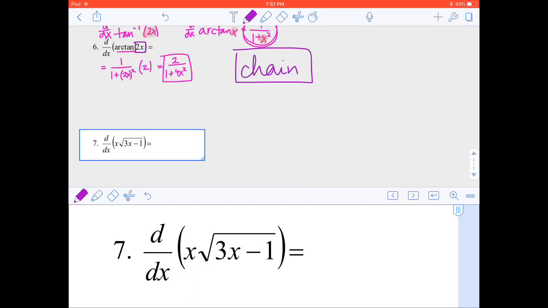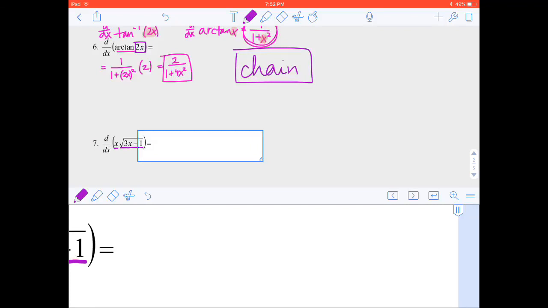So, number 7, we need to take the derivative of x times root 3x minus 1. First of all, we have two functions here, x and root 3x minus 1. These are being multiplied, so that means I'm going to be doing a product rule.